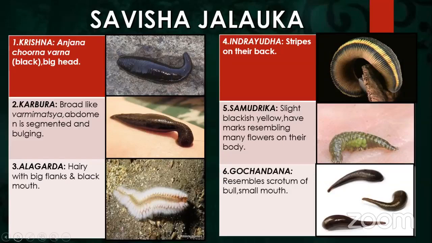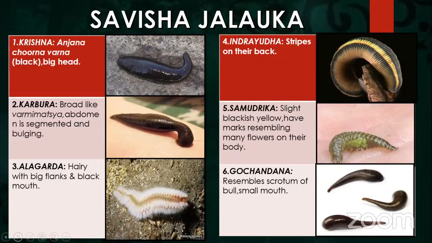You see the first one, that is Krishna, which is black in color. Anjana Churna Varna, that is, this first type of Jaloka resembles, in the sense, there are more leeches which give the resemblance of some animals or some flowers, etc.